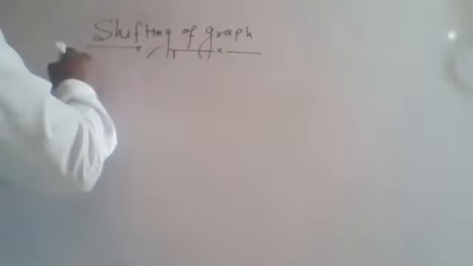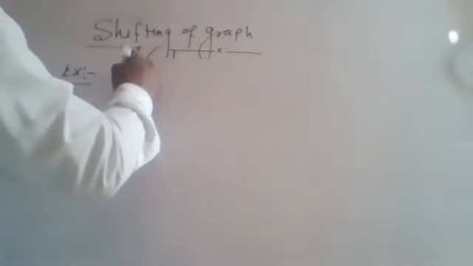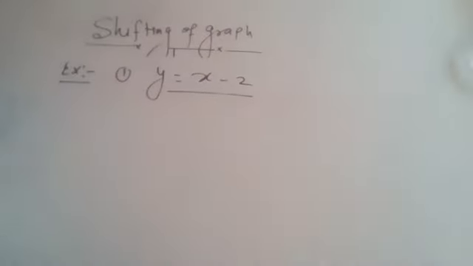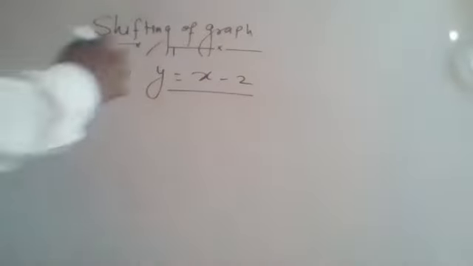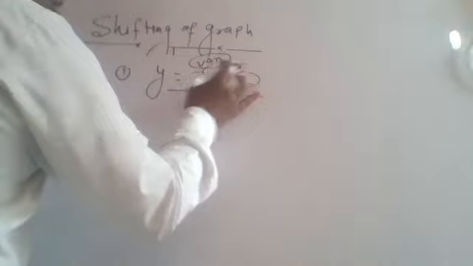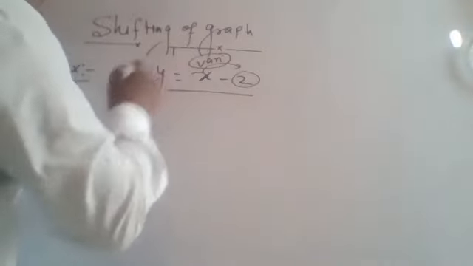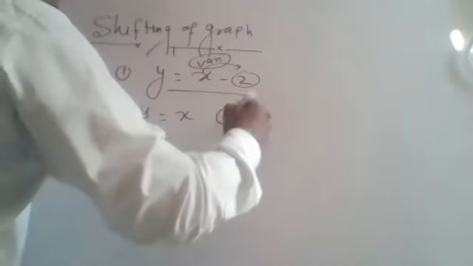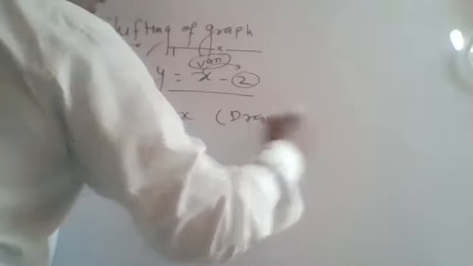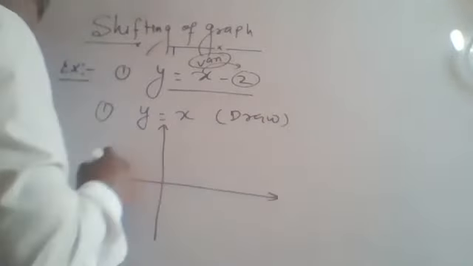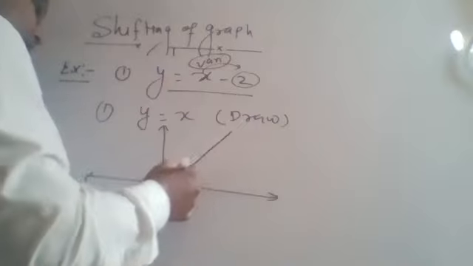Example: let me draw the graph of y equals x minus 2. Just see onto the board. What is going to happen? A constant is being subtracted from the variable. This is the variable x, and this constant 2 is being subtracted from the variable. Then what do we have to do? First we draw the basic graph y equals f(x), that is y equals x. We know very well how to draw the graph of y equals x. This one is the graph of y equals x, everyone.